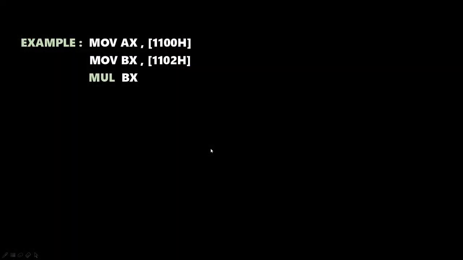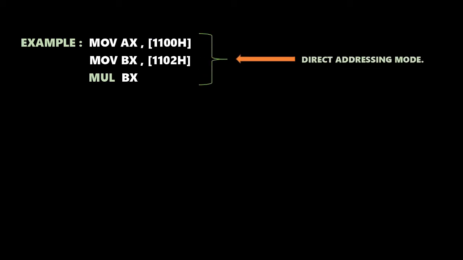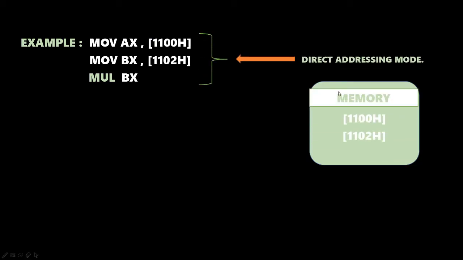So let's see another example of multiplication. Suppose we have the instruction move AX, [1100H], which is in brackets. We saw in our addition that whatever number is inside brackets are locations inside the memory. Suppose this is our memory. So 1100H is a location in our memory, and this instruction is directly accessing the operand present in this location in the memory. So that operand is stored in our AX register.